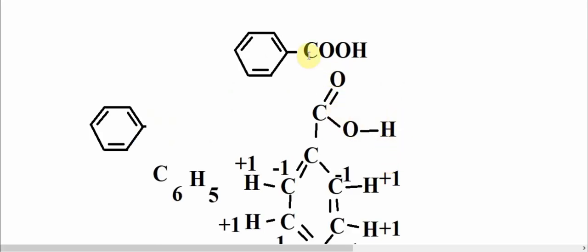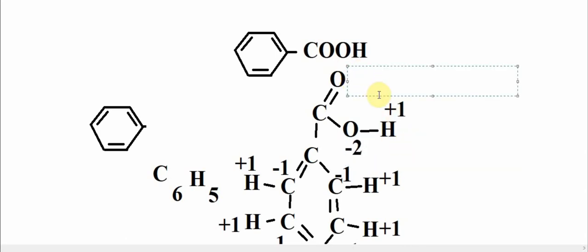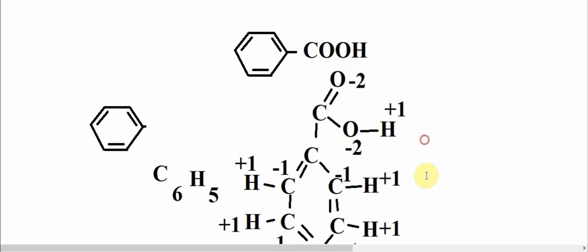However, we have the COOH here. We have the plus one, we have the minus two, and we have the minus two here. So we have the minus two with plus one, so this OH here is minus one. And because we have connected to the acid or everything outside, this carbon here changes to plus one.